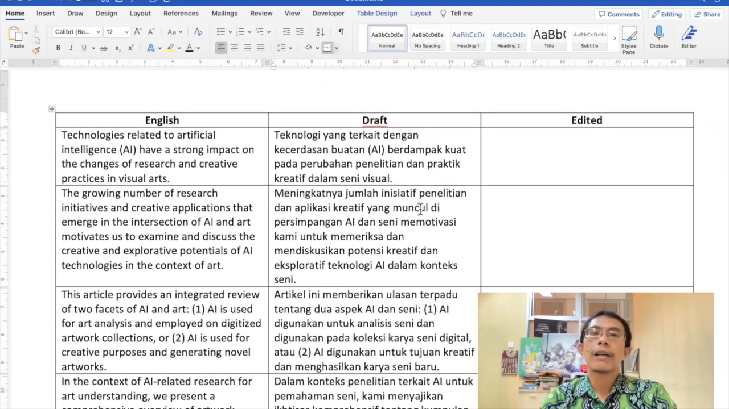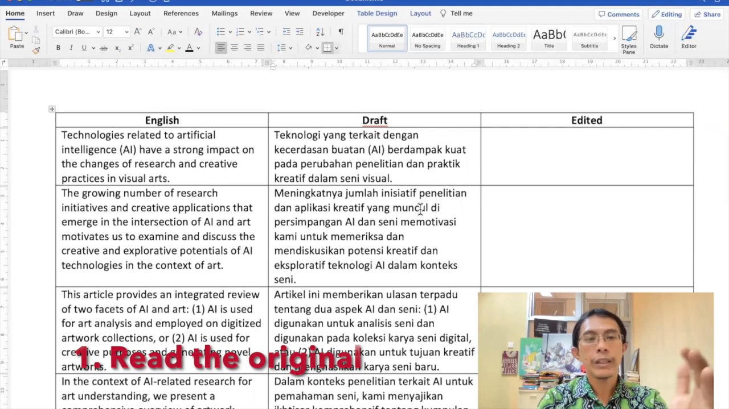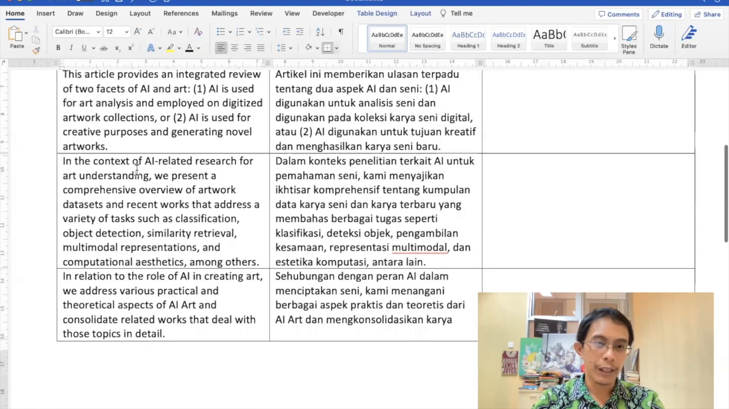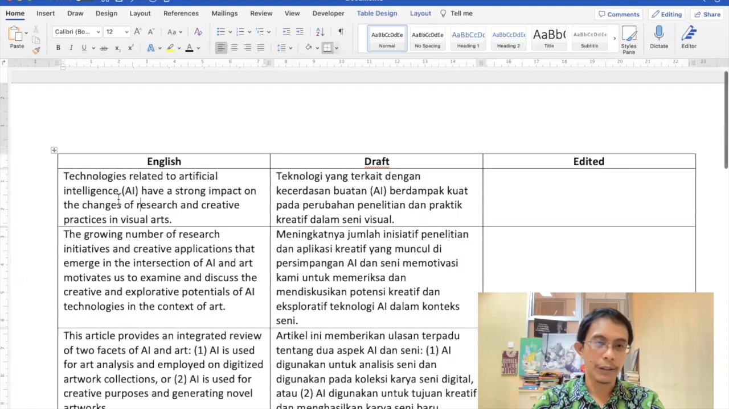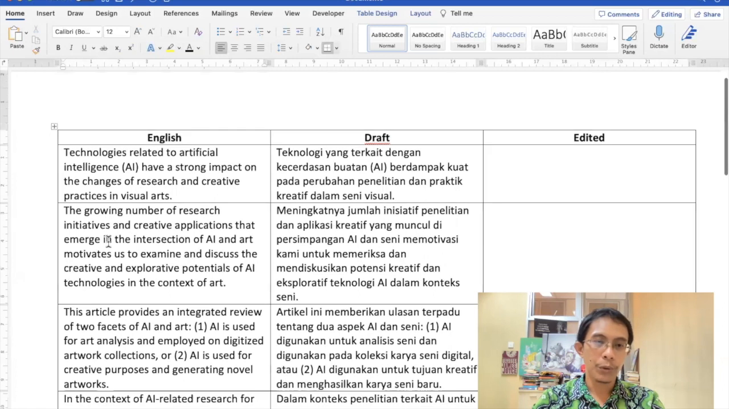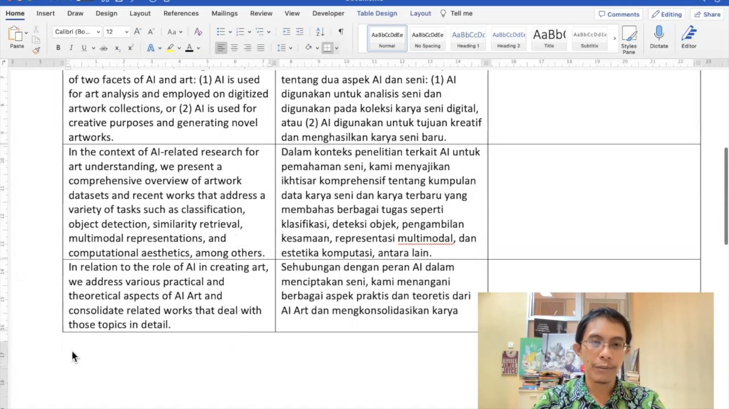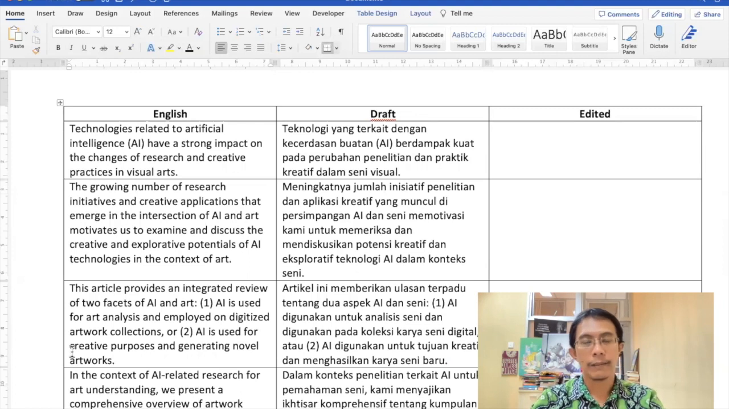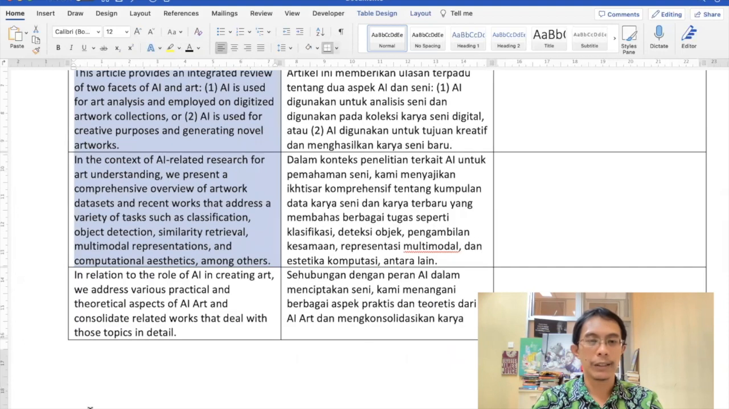Now, here are the stages of editing your friend's work. First of all, like what we have learned, we need to read the entire section that we will be editing. If here you have, say, how many sentences is this? 1, 2, 3, 4, 5, 6. Then I will have to read the 6 sentences. I will read through it and make sure I understand the content.